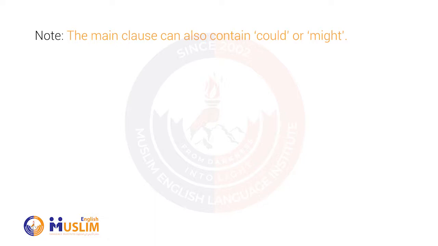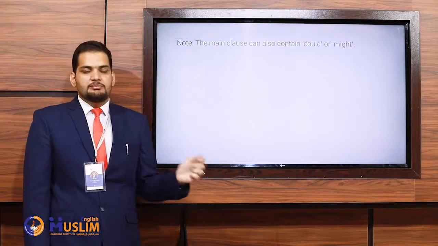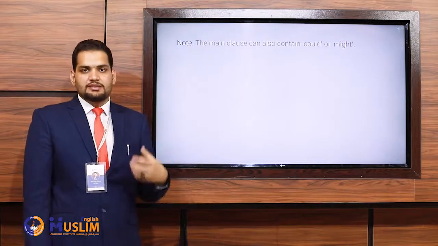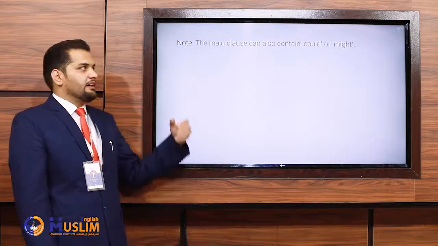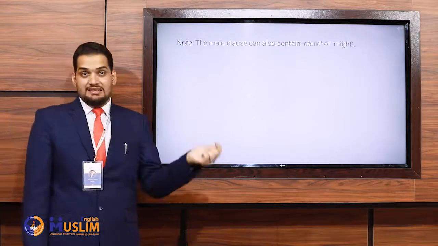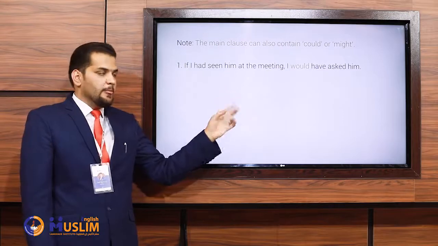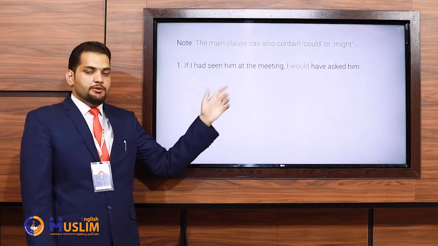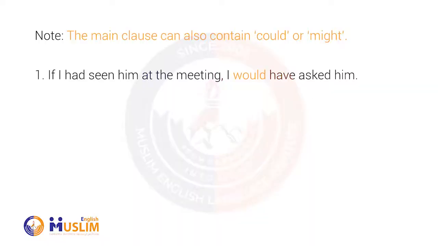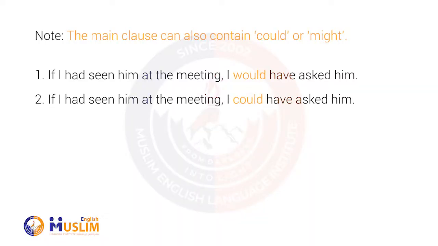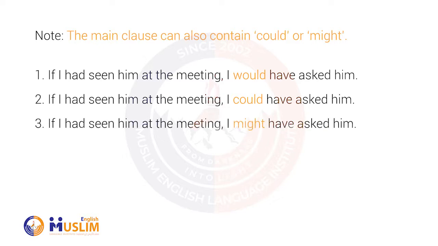Remember, the main clause can also contain could or might, just like the second conditional sentence. The main clause or the result clause of the third conditional sentence can also have could or might instead of would. Like in this sentence, if I had seen him at the meeting, I would have asked him. Instead of would, you can also use could or might. For example, if I had seen him at the meeting, I could have asked him. Or, if I had seen him at the meeting, I might have asked him.